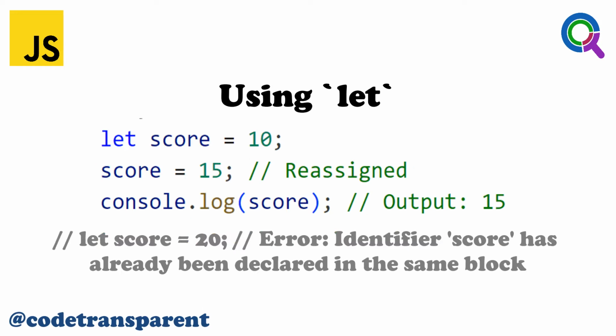Let is block scoped, which means it is only accessible within the block where it is defined. It can be reassigned but cannot be redeclared within the same scope. This makes let a safer choice than var for most cases. Let's look at an example.